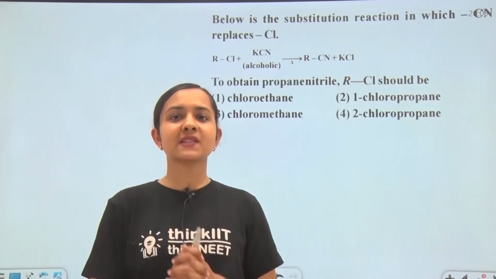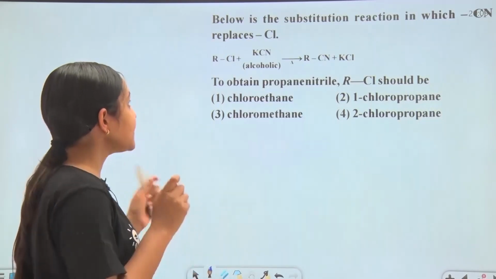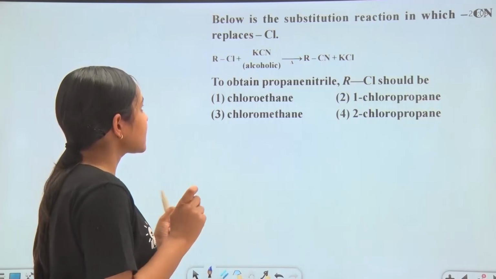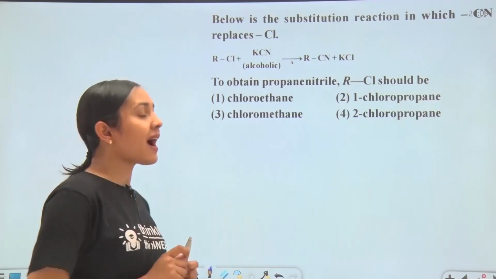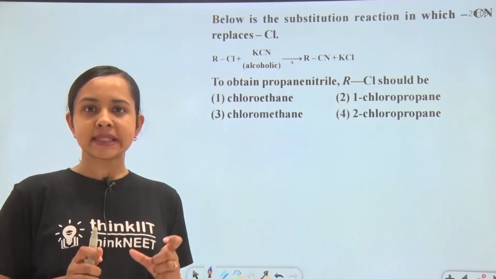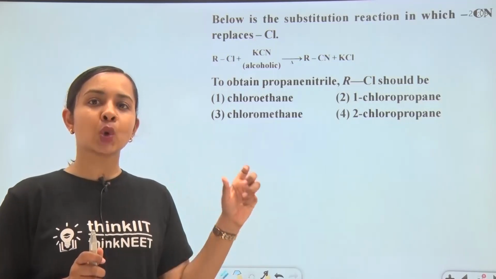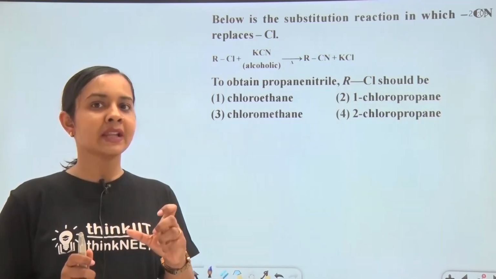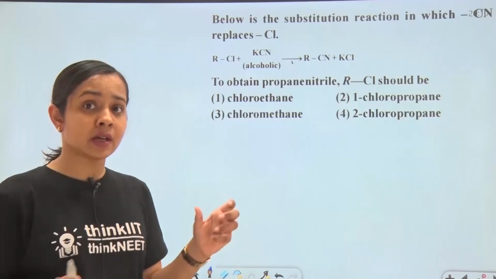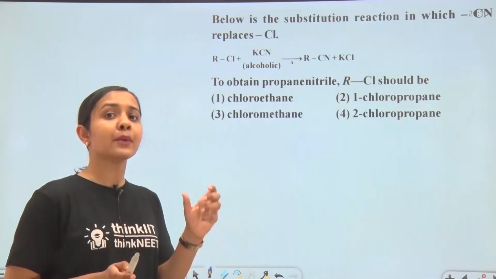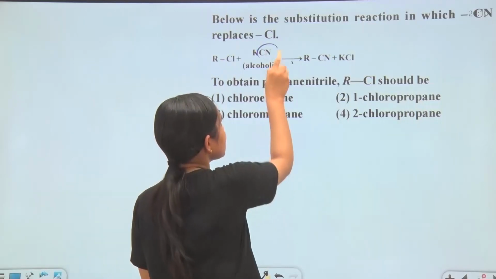Hello dear students, so our next question is, below is the substitution reaction in which CN replaces Cl. RCl with KCN, we will obtain RCN plus KCl. So to obtain propane nitrile, RCl should be, students, you can see in this reaction sequence we have an alkyl chloride and it will react with alcoholic KCN and we will obtain RCN, an alkyl nitrile group, right? So in this reaction, one carbon is added and this carbon belongs to the CN group, right?